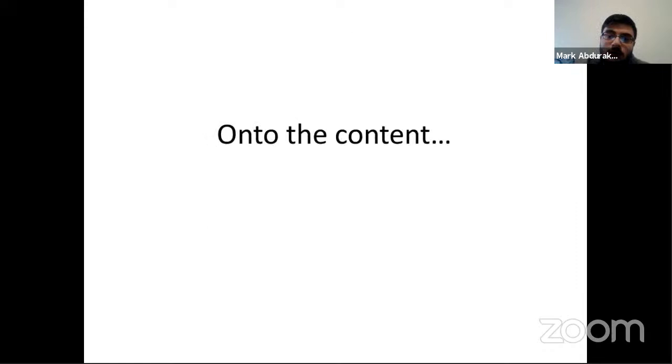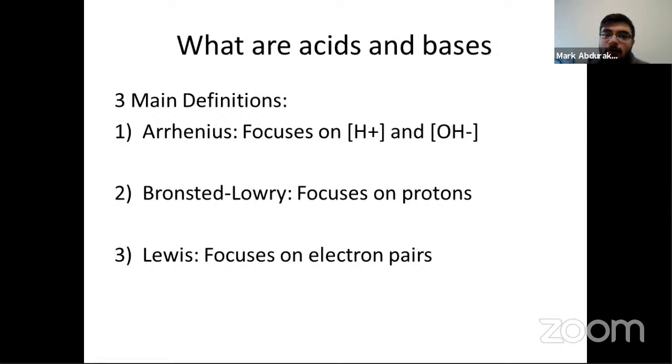So what are acids and bases? Well, there are 3 main definitions of acids and bases that the MCAT wants you to know. First is the Arrhenius definition, and this is the one you may be most familiar with. It's the simplest one. It focuses on just H plus and OH minus. There's the Bronsted-Lowry definition, which focuses instead on protons and the movement of protons. And there's the Lewis definition, which focuses on electron pairs and the movement of them.